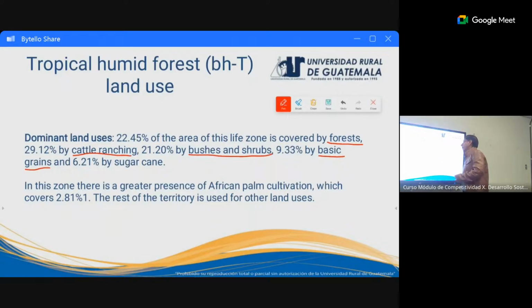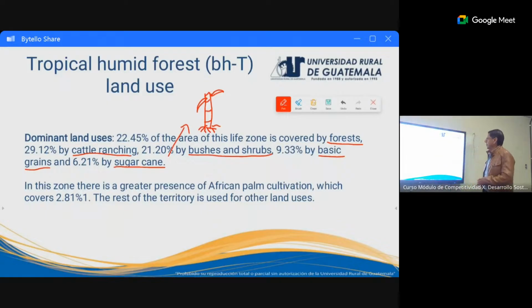And the 6.21% by sugar cane. You remember, sugar cane is the plant where we obtain the sugar. Okay, sugar cane is like this one here. Sugar cane, let's say. This is a plant where we obtain the sugar.